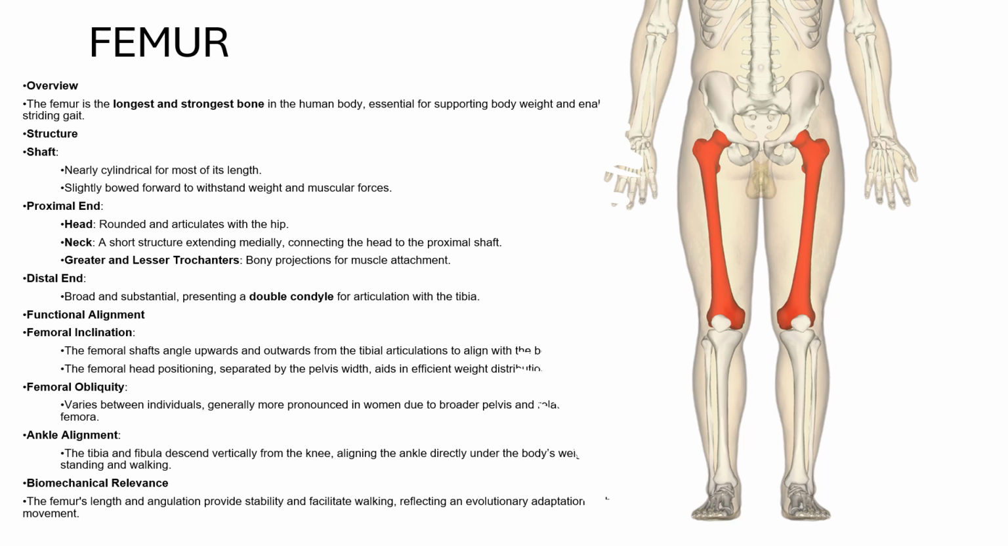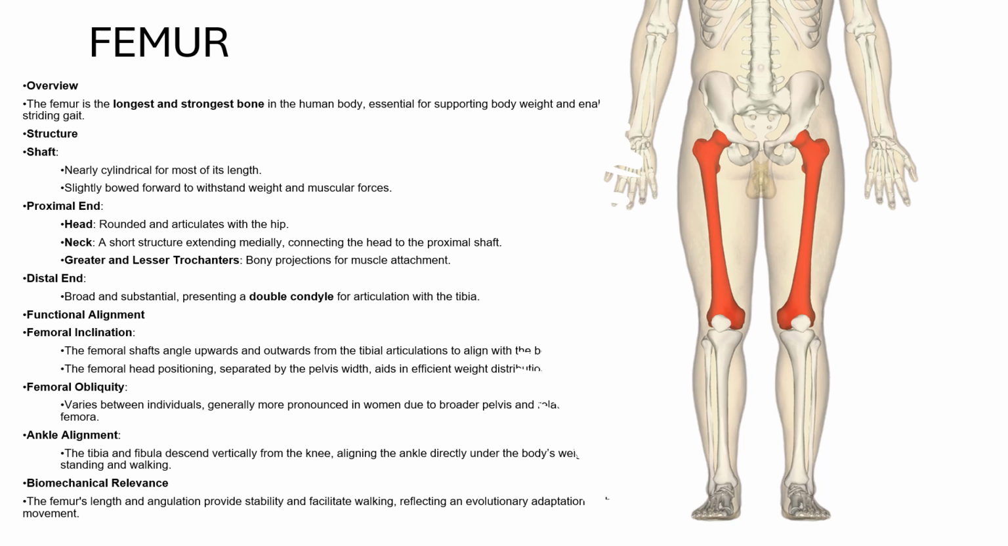For functional alignment, there is a femoral inclination. The femoral shafts angle upward and outward from the tibial articulation to align with the bone. The femoral head positioning, separated by the pelvis width, aids in efficient weight distribution. There is also a femoral obliquity. This can vary between individuals, generally more pronounced in women due to a broader pelvis.